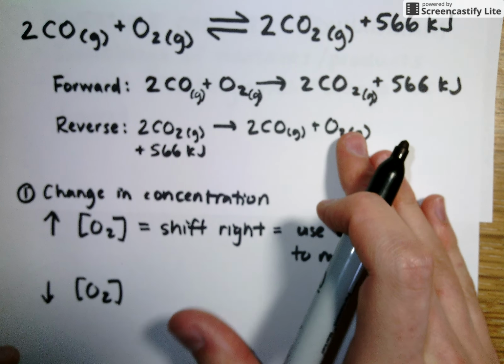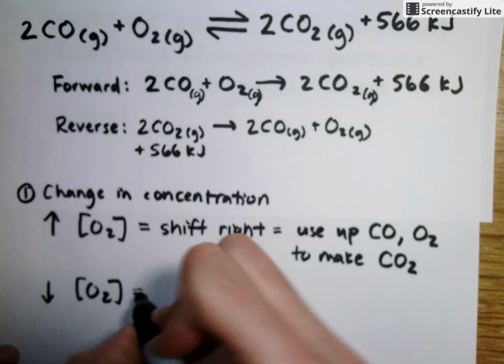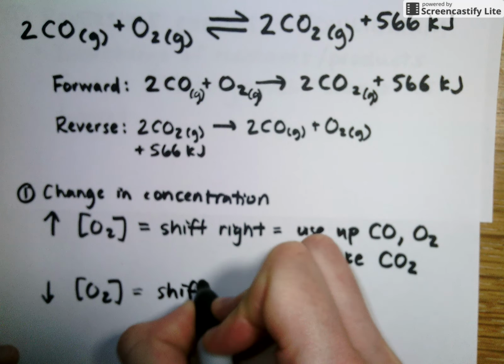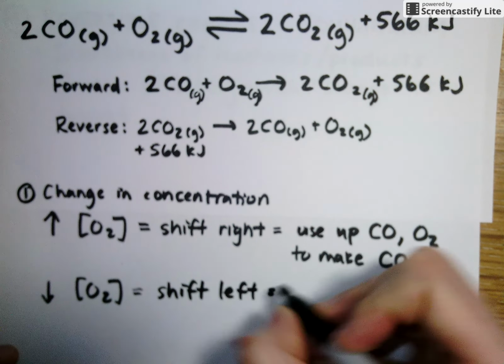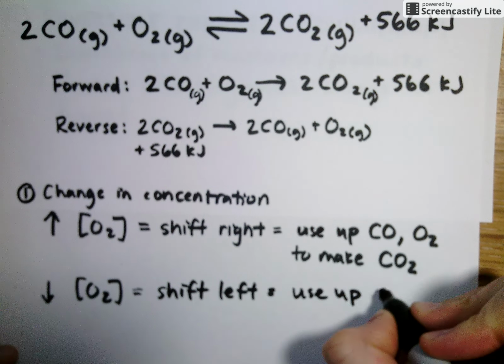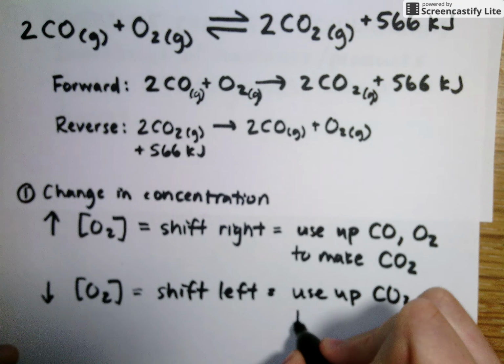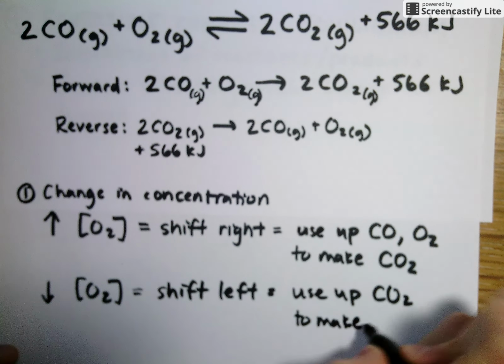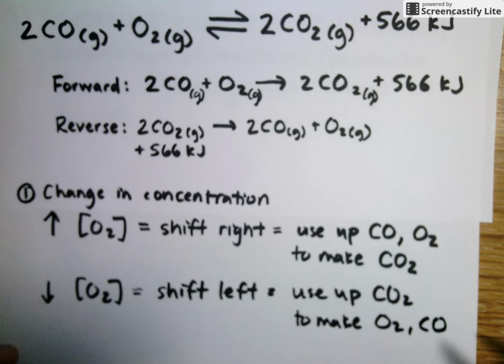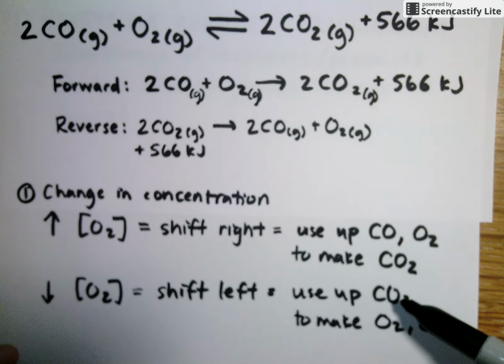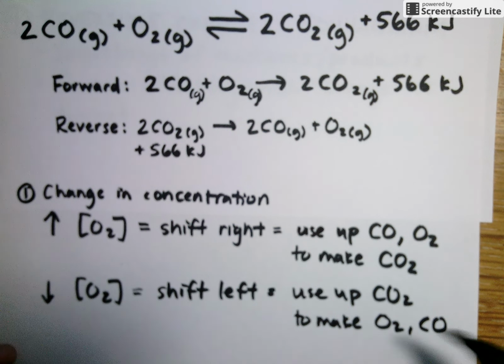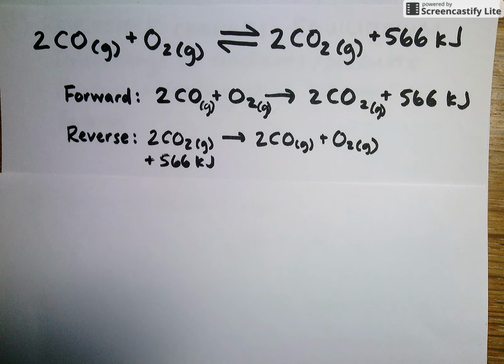That reverse reaction is going to try and produce more O2, so this shift left means that I'm going to use up CO2 in order to make more O2 and more carbon monoxide. So I'll see a decrease in the amount of CO2 and an increase in the amount of O2 and carbon monoxide. A different change that I could make to this system comes in the form of changing temperature.